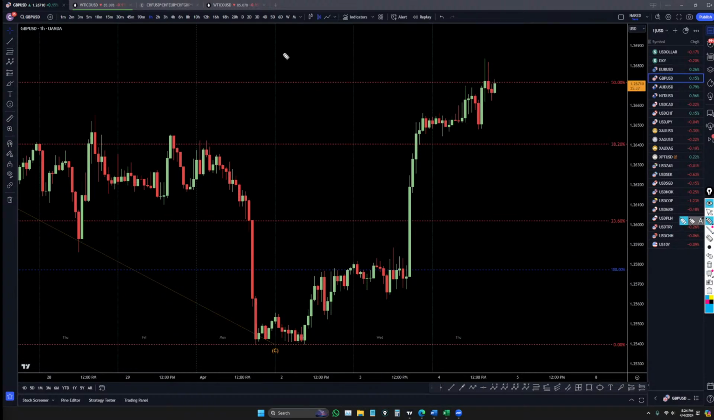And if this is really a wave 3 on the much, much longer time frames, then this has probably got lots and lots of upside potential. So definitely looking for longs in an uptrend, 100%.